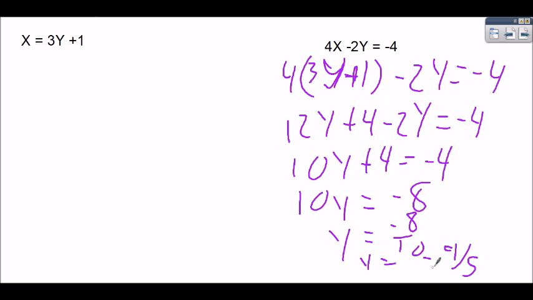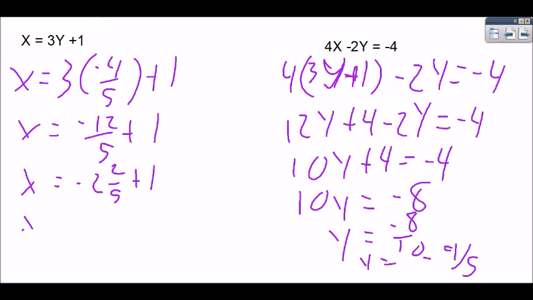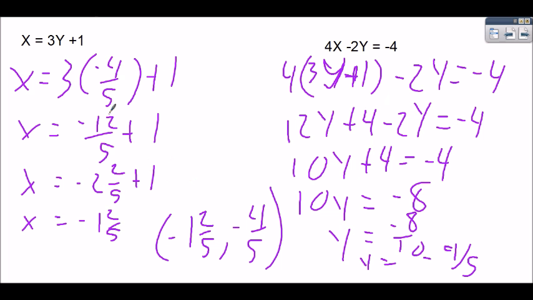Okay, so I get y is equal to -4/5. And again, this is why substitution is so useful, because then it gets a weird fraction, the exact answer. So I'm just going to go back, plug that in for y, and figure out what x equals. So where these two lines cross is at -1 2/5 and -4/5.